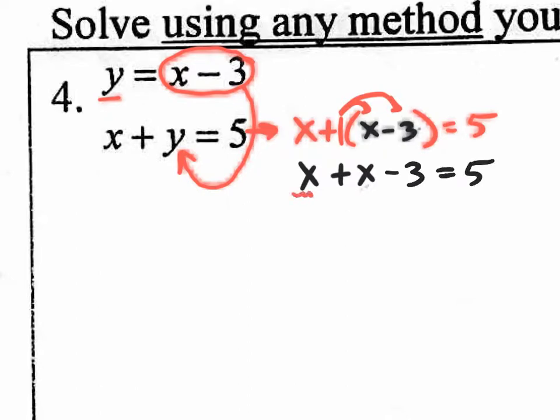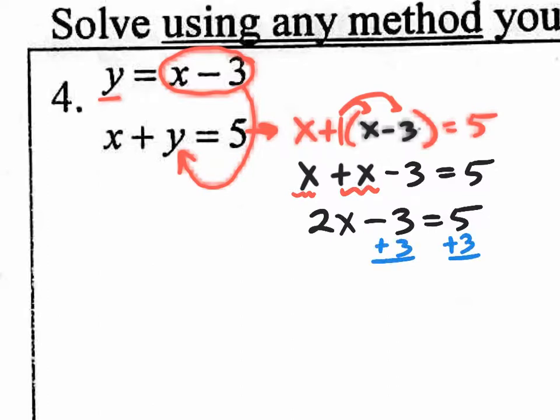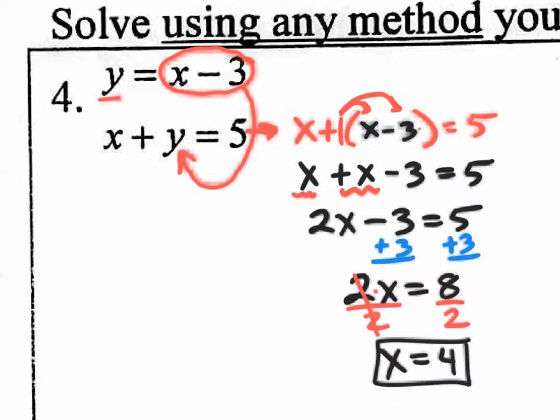Combining like terms, what is x plus x? That's 2x's. So I have 2x minus 3 equals 5. I need to get x by itself. I'm going to go plus 3, plus 3. You're going to end up with 2x equals 8. To get rid of the multiplication of 2 in front of x, you do the opposite of multiplying, which is dividing. What you do to one side, you do to the other side. Final answer is x equals 4. Again, that's half of your answer, the x value. You still need the other half, the y value.